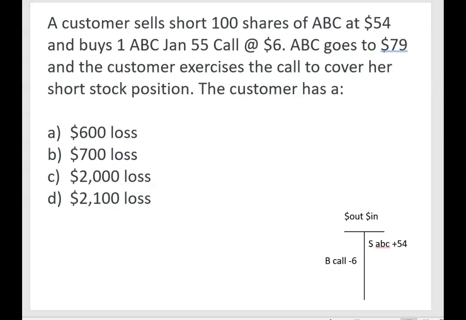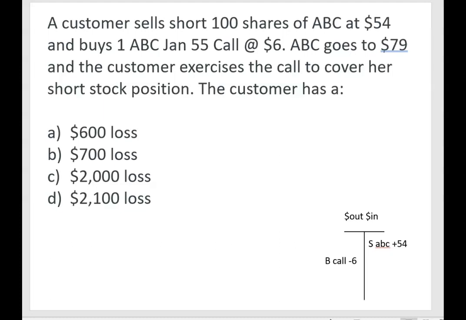So at this moment, our customer is in pocket by $48 a share. So that's the break-even point too. He's got to go down below $48 to show a profit. But in this case, the stock went up, not down, and went to $79. So that would be like a $25 loss, $25 going the wrong way. Does our customer have a $2,500 loss?